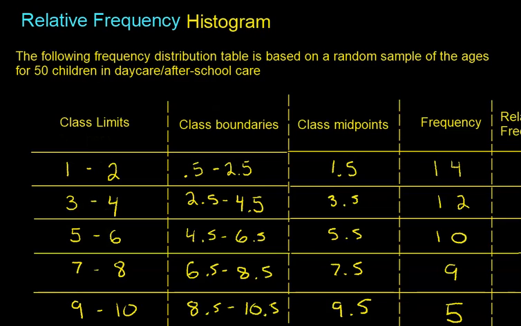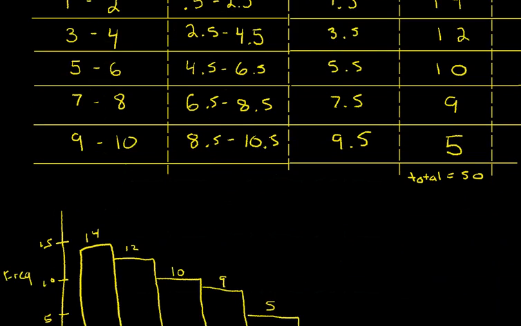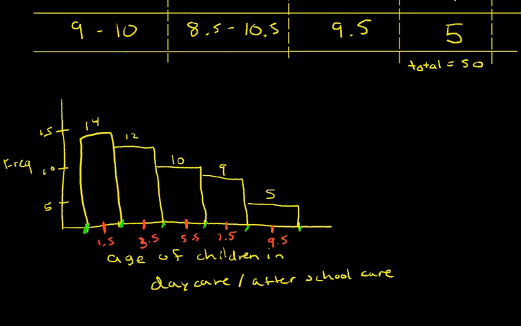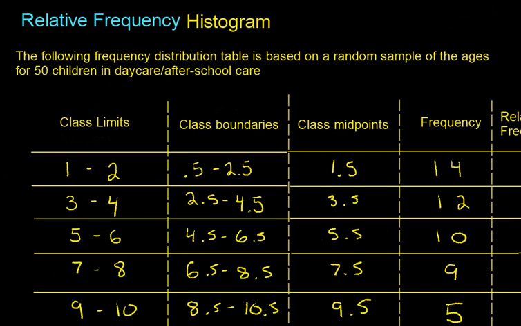In this video, we're going to discuss how to construct a relative frequency histogram. In the previous video, we did the exact same data and we constructed a frequency histogram. Using the frequency column, we constructed a histogram. This is what it looked like. Frequency was on the y-axis. Now we're going to change it up by constructing a relative frequency histogram.